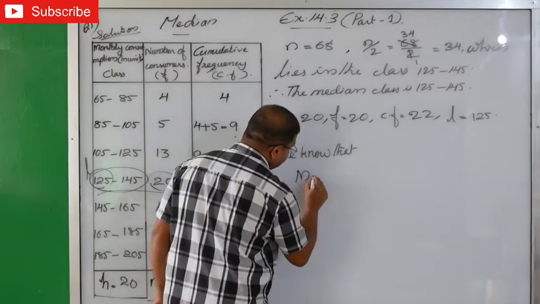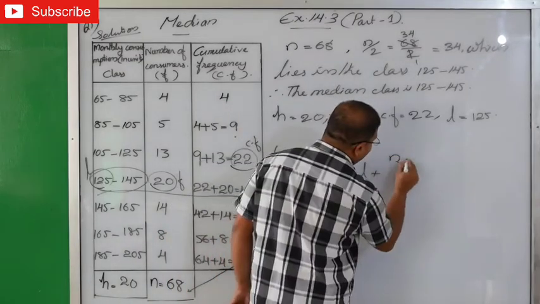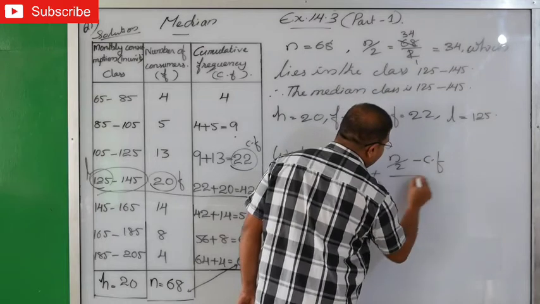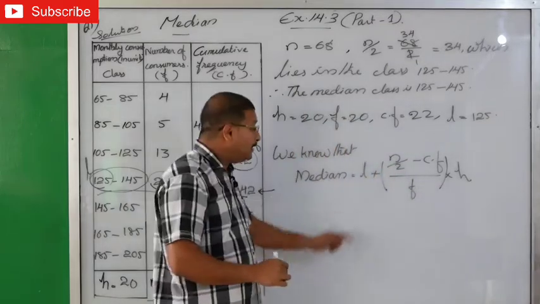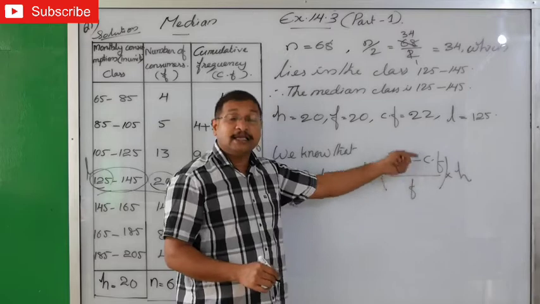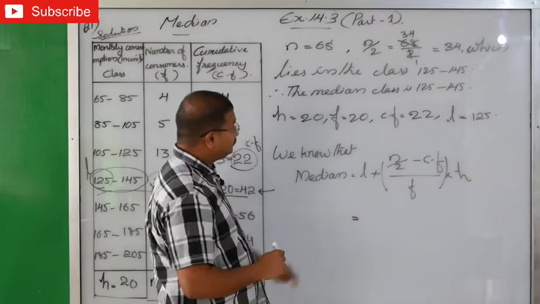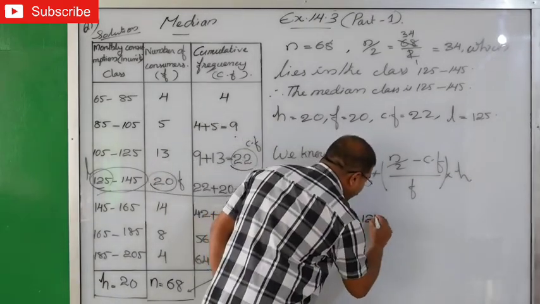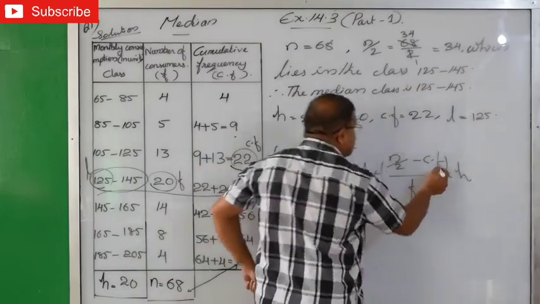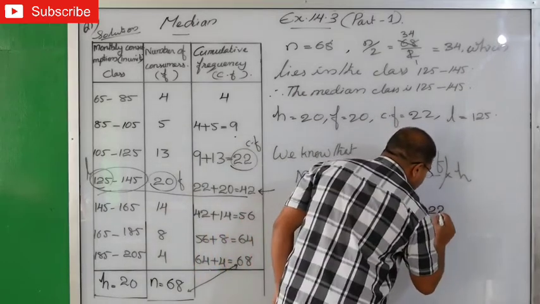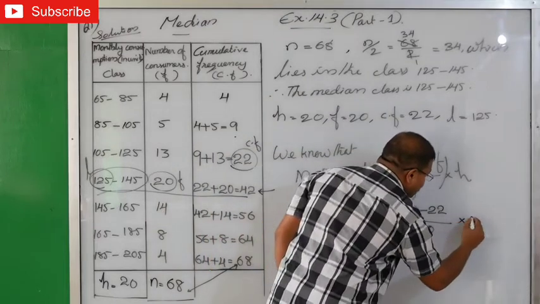median equals L plus n by 2 minus CF by F into H. This is the formula we should know by heart. What is that? L plus n by 2 minus CF by F into H equals, what is the value of L? 125. So 125, n by 2 we already got. What is that? 34 minus CF 22, divided by, what is the value of F? 20, into, what is the value of H?